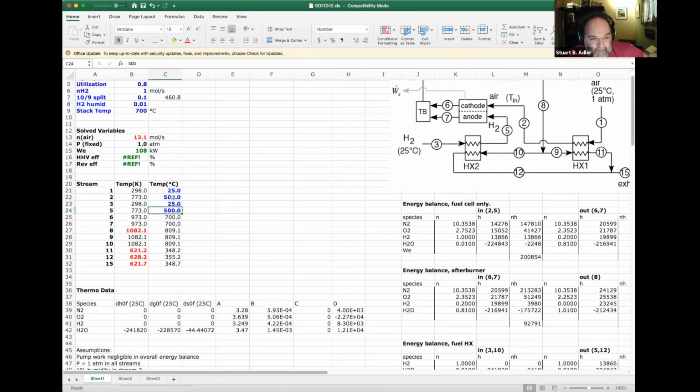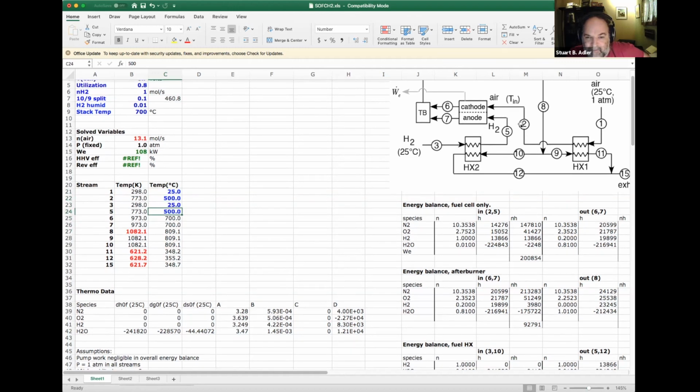The other thing I'm constraining here is streams 2 and 5. By that I mean we're going to specify the input temperature of the gases going into the fuel cell. I set the stack temperature at 700 in this example. I'm setting the input gas temperatures at 500 as the value that we want to maintain for the input temperature. With those constraints, we can do an energy balance on the fuel cell.